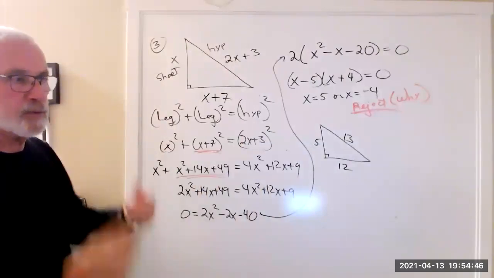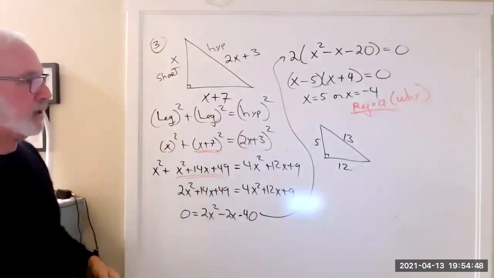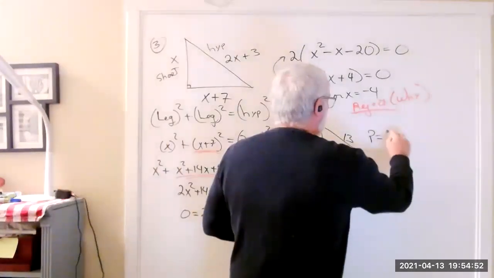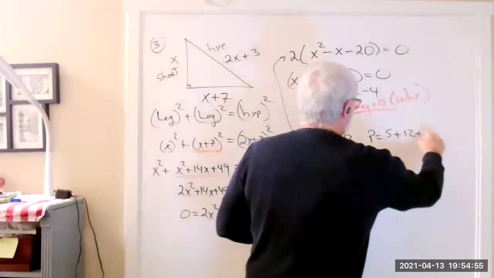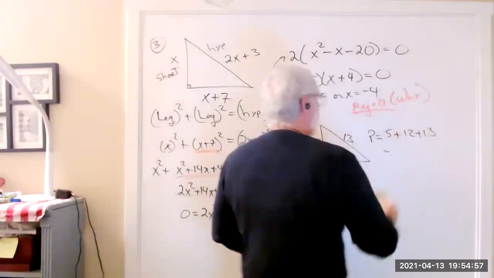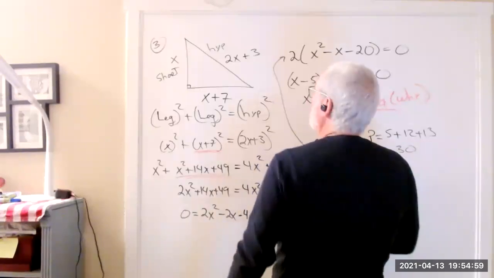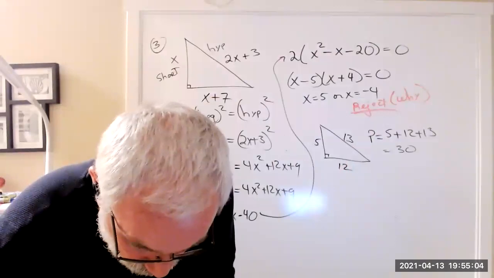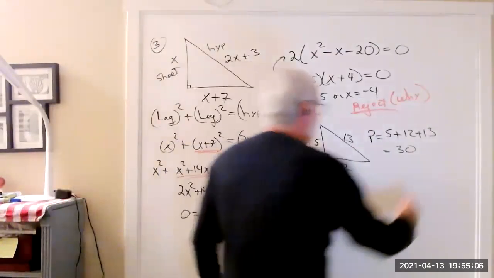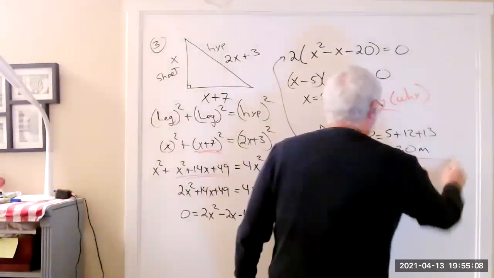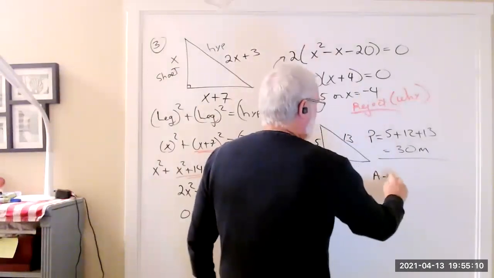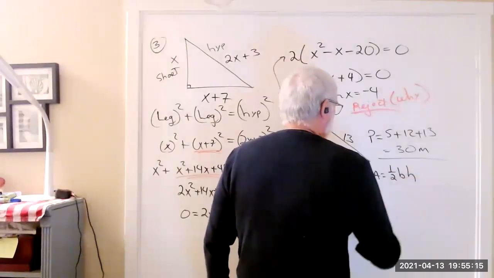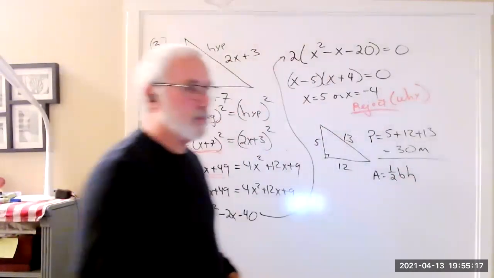Now the problem says I want the perimeter, and I want the area. Well, perimeter is easy. It's 5 plus 12 plus 13, whatever that is, 30. Did I have units on there? I said assume meters, 30 meters. Now the area is a little bit trickier. The area is 1/2 base times height. That's the formula that you guys should be able to pull out of thin air.